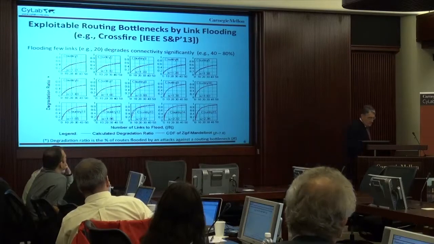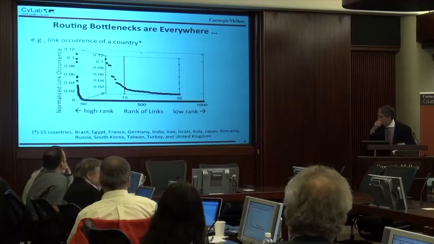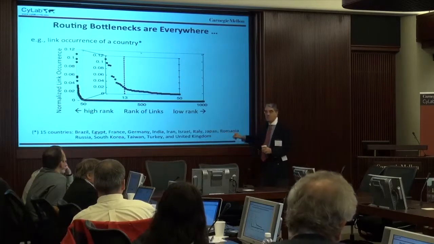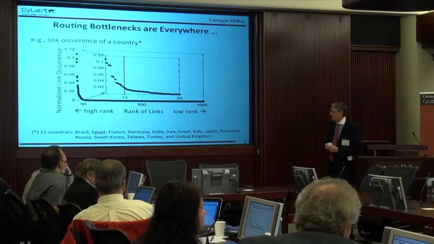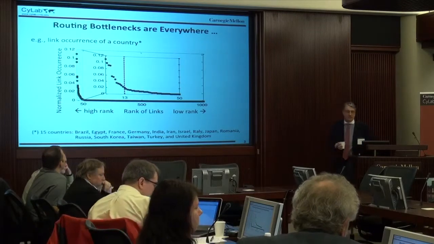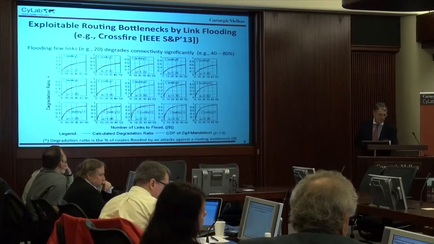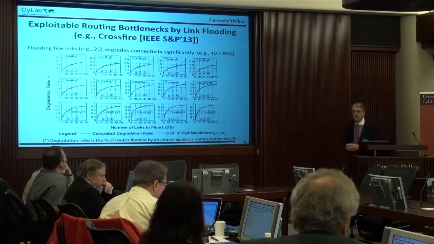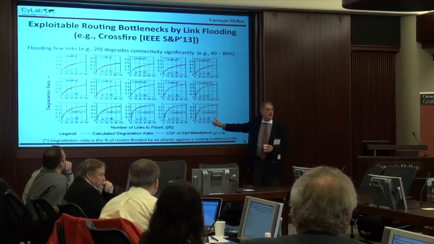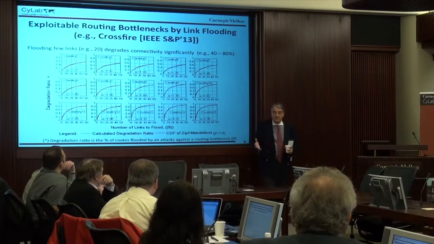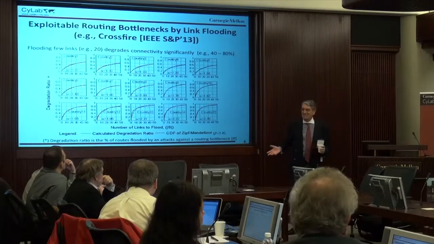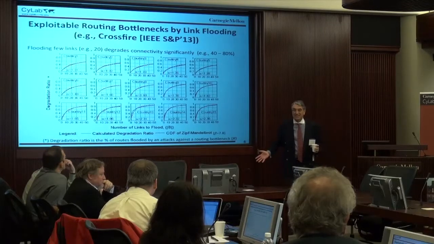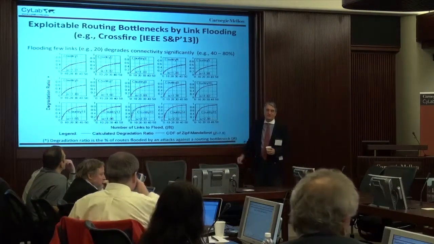So let me just remind you about those countries. So these are the countries here. So you have Brazil, Egypt, France, Germany, India, Iran, Israel, Italy, Japan, Romania, Russia, South Korea, Taiwan, Turkey, and the United Kingdom. So the best one was, I think, the UK, if I remember correctly. Which one was this? So worst in this. So this is a country which is supposedly flooding US banks, right? Which one is that?